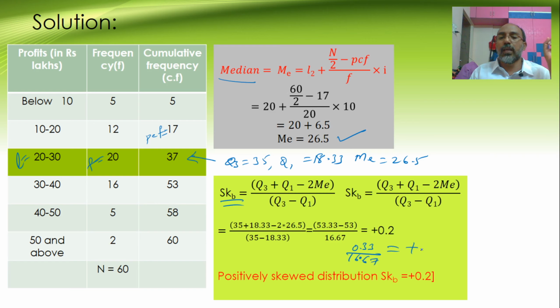So the answer is plus 0.02. This is positively skewed, with a concentration towards the positive, right side. The skewness ranges from 0 to plus 1, and the value indicates the strength of the concentration. This is continuous data.